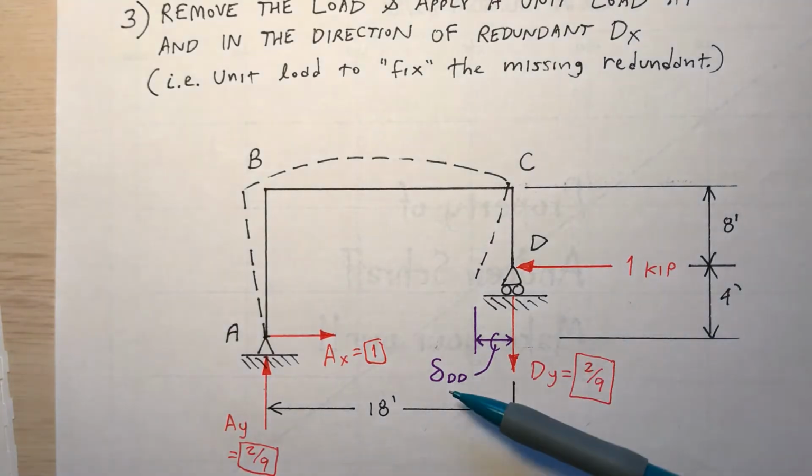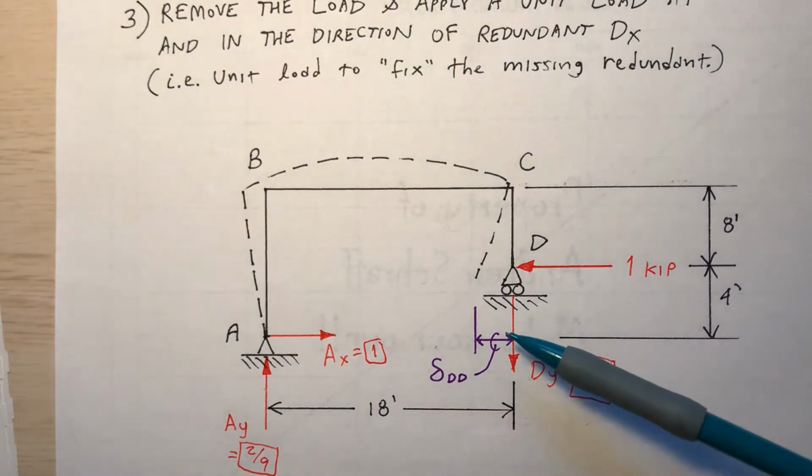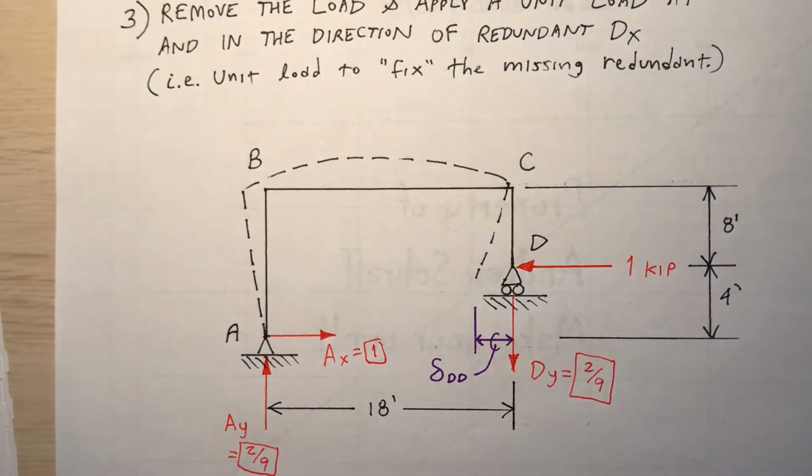So now I need to find a delta sub D. Okay, I want to know what this deflection is. How do I do that? Using the method of virtual work. And as I use the method of virtual work, I'll let the system that you see here be both the real and the virtual system.